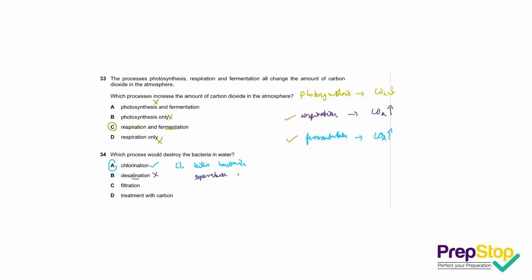separation of dissolved materials in water. Similarly, filtration is incorrect because it is the removal of insoluble materials. And option D, which is treatment with carbon, is incorrect because carbon is used to remove the odors and tastes in water.